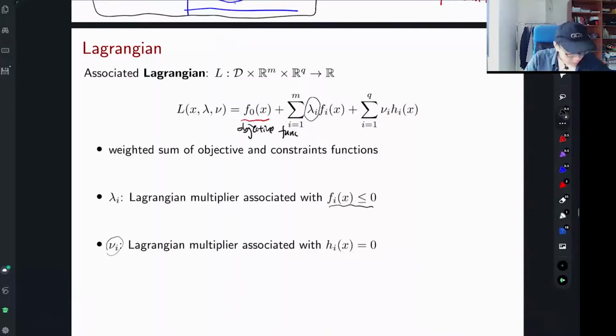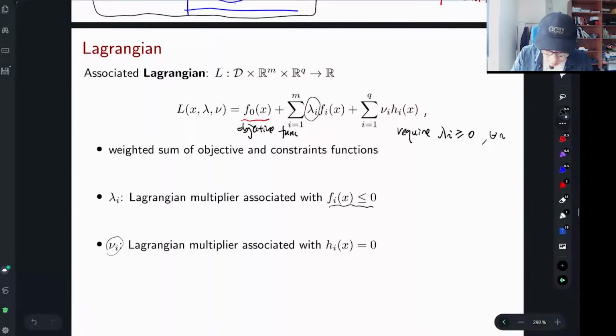Okay, and we require, for example, let's say we require the multiplier related to the inequality constraint has to be bigger than 0 for all I. Okay, so let's say if X is a feasible solution, means it satisfies all the constraints, then this term will be 0. Okay, if it's non-feasible, then this term is non-zero. Okay, and this term is interesting.